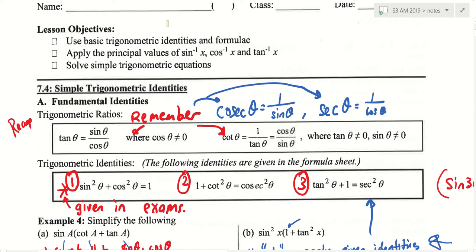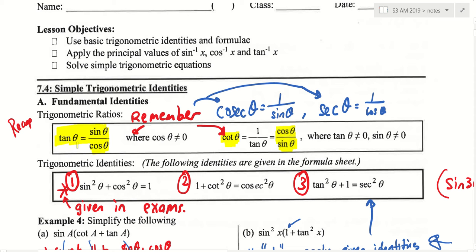The first one is actually sine. Tangent is sine over cosine. The second one, cotangent is cosine over sine. Don't bother about 1 over tangent because we hardly use this, but use this. But why is it this? Is because 1 over tangent.